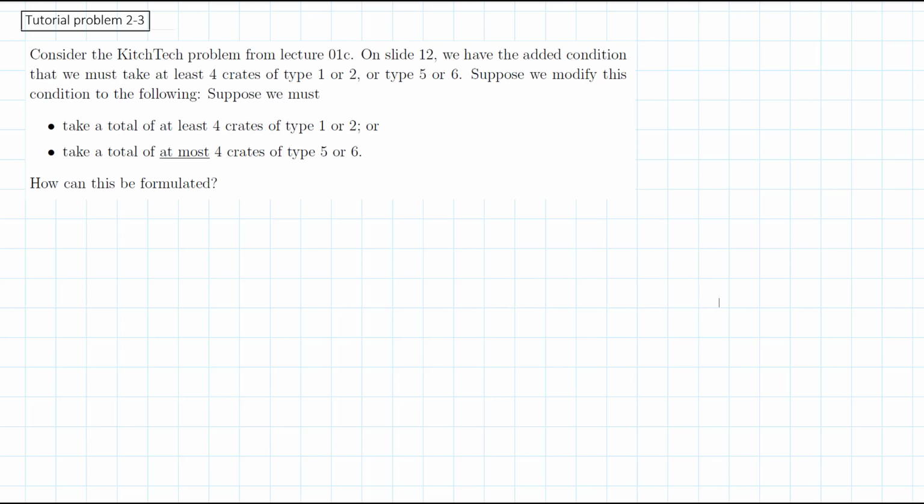Now, one condition that is explained in the lectures is we must take at least 4 crates of type 1 or 2 or 4 crates of type 5 or 6. Suppose we make a small modification on this condition. Suppose we must take a total of at least 4 crates of type 1 or 2, or take a total of at most 4 crates of type 5 or 6. And we want to know how can this be formulated.